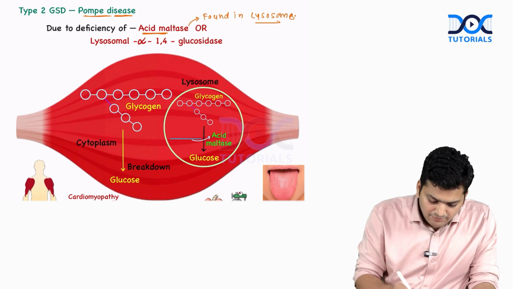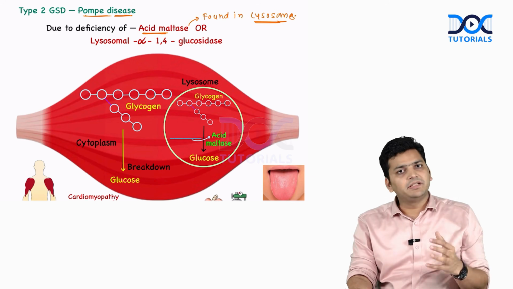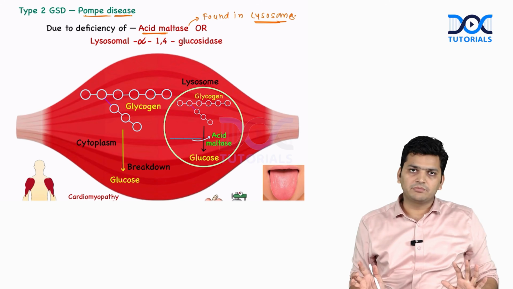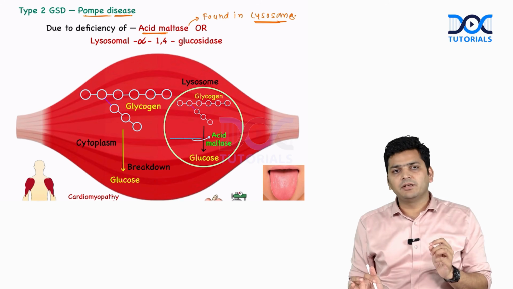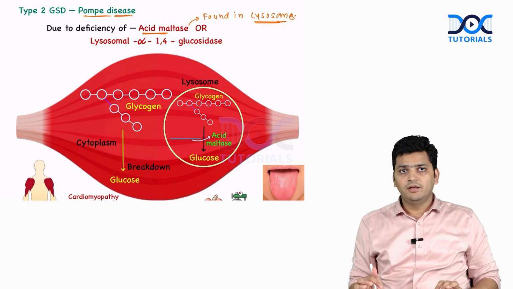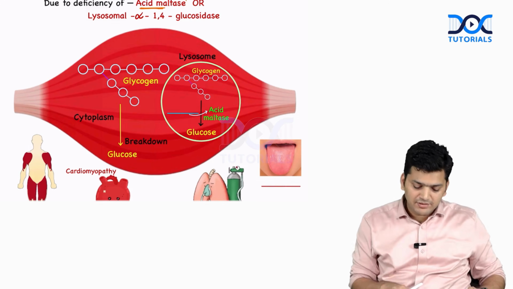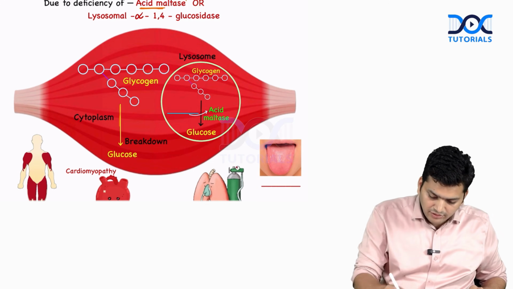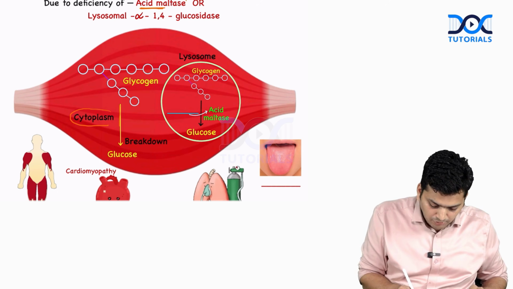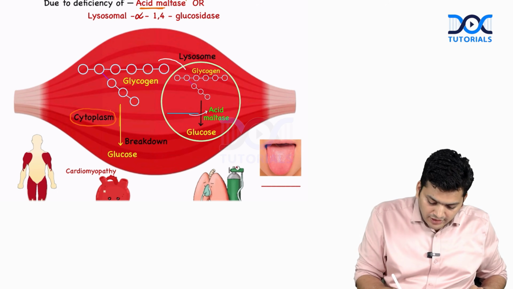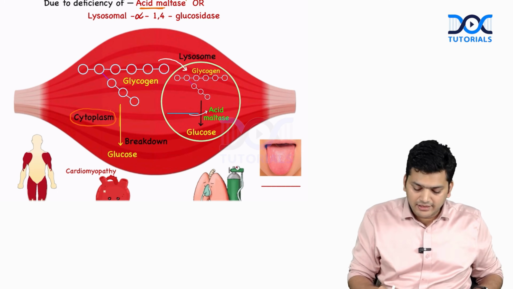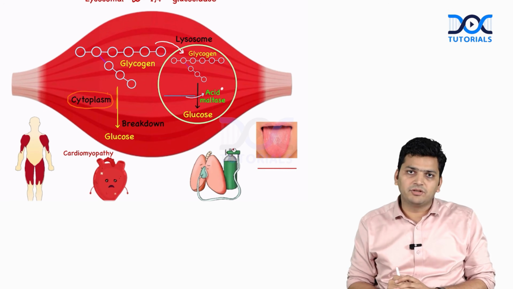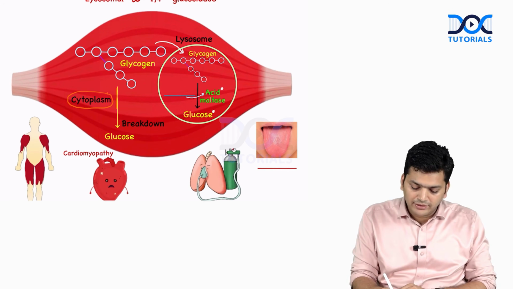So what happens is, normally the glycogen cutting happens in the cytoplasm. When you do the glycogen breakdown, it happens in the cytoplasm. But some amount of the glycogen breakdown happens in the lysosome also, particularly in the muscles. For example, here is the glycogen molecule. Normally, the glycogen breakdown happens in the cytoplasm. There is no problem. But some amount of glycogen can go inside the lysosome also. And in the lysosome, we have the enzyme acid maltase that is going to cut the glycogen, and we are going to generate the glucose molecule in the lysosome.